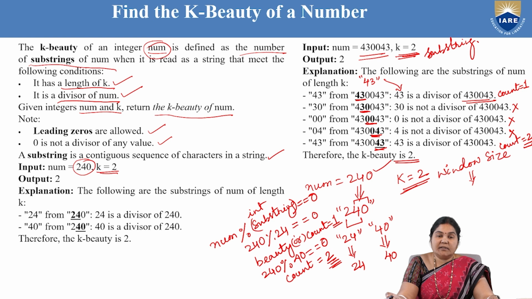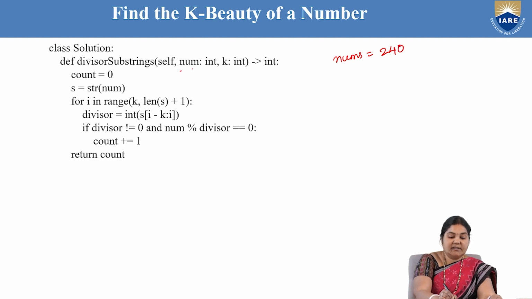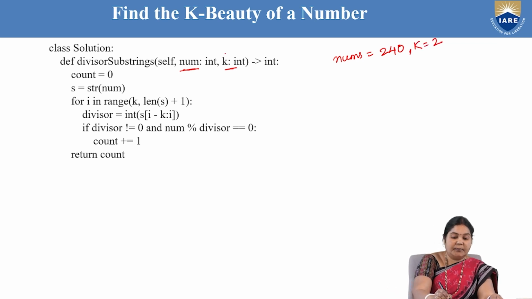So I hope you understood how to analyze the question first with the test cases. Now let us write down the code for finding the k-beauty, and we will test with a test case. Suppose we take number is equal to 240. Understand the code first. Let us take nums is equal to 240. We are passing the number over here and the value of k, and k value is equal to 2. It is given. These two are passed as parameters. This is 2 and this is 240 as a number.